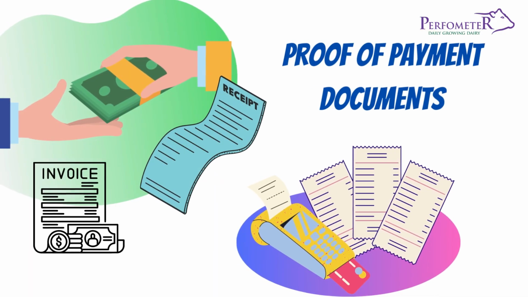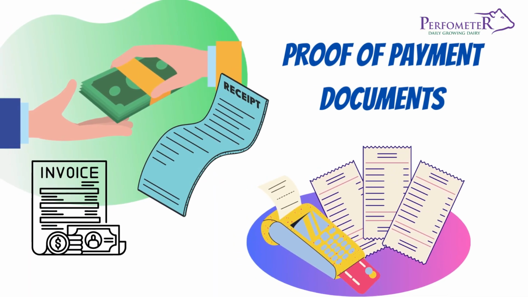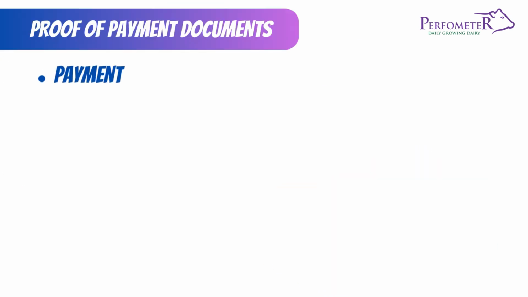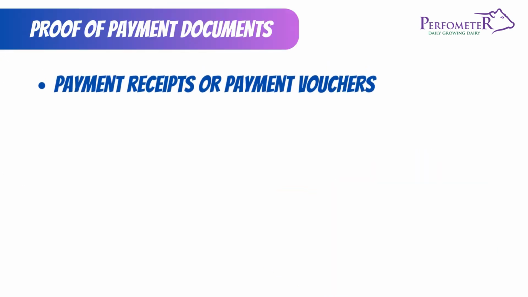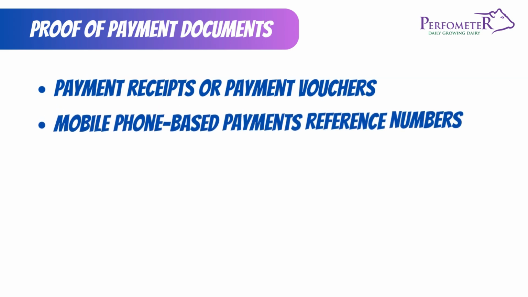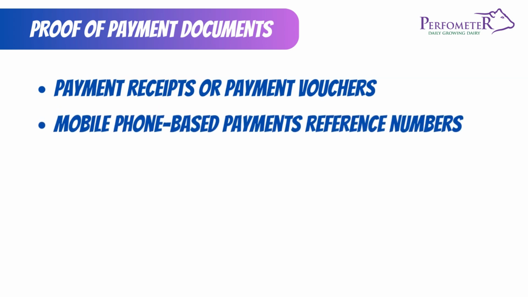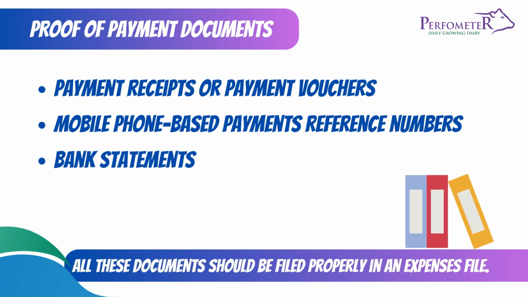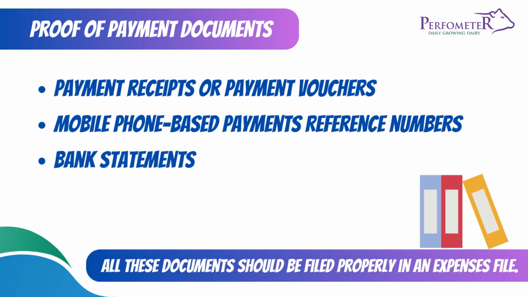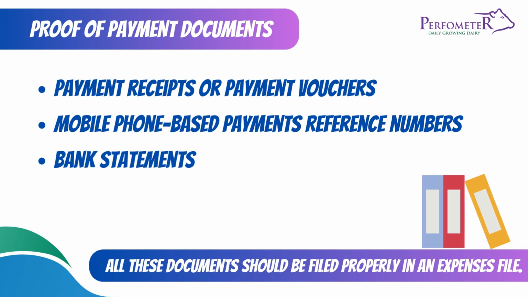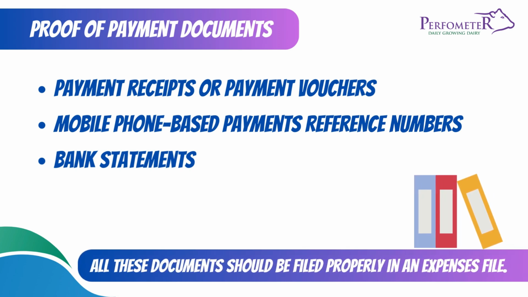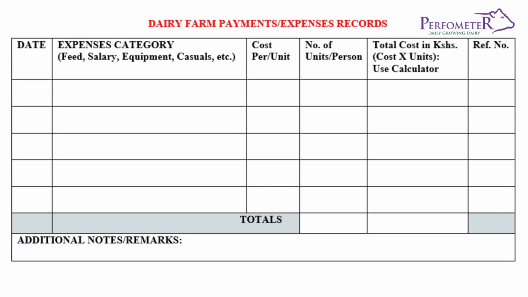These are proof of payment documents. Proof of payment documents can be payment receipts or payment vouchers, mobile phone-based payments reference numbers, and bank statements, depending on how the payment was made. All these documents should be filed properly in an expenses file. Here is an example of a dairy farm payments or expenses records.